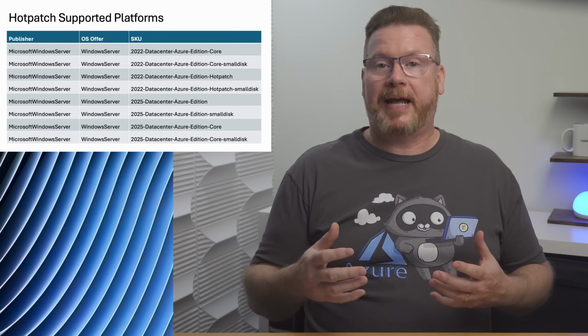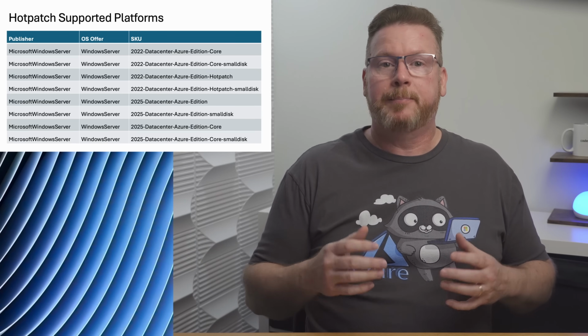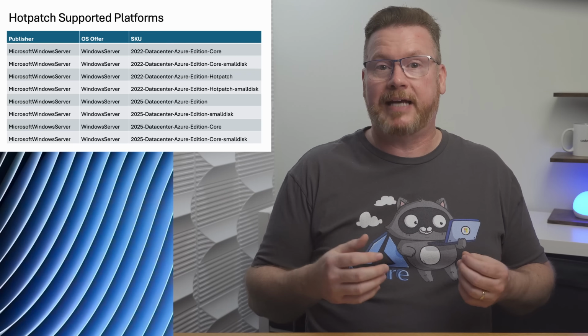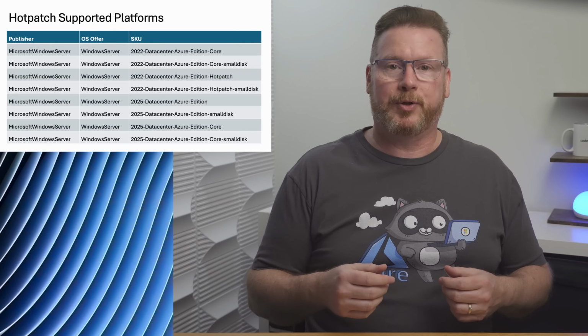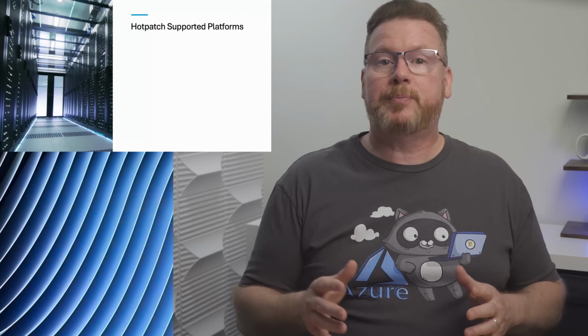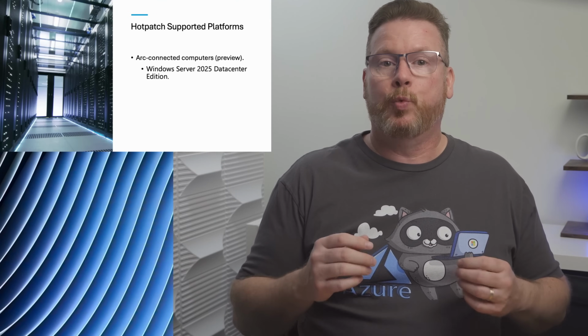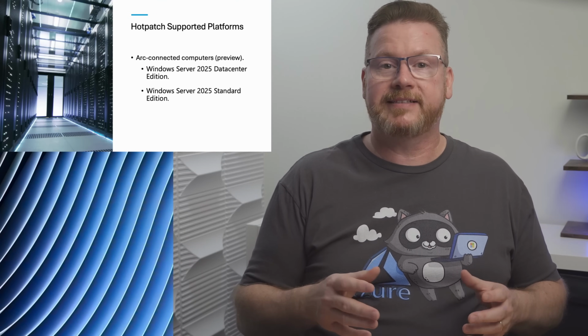We can enable Hotpatch on these Azure servers by making sure the Enable Hotpatch option is selected when we deploy the server. There's also preview support for Azure Arc-enabled Windows Server 2025 Data Center and Standard Edition. Now that we know how it works and what server SKUs support it, what options do we have to update servers with Hotpatch? Let's start with Azure VMs that support Hotpatch.